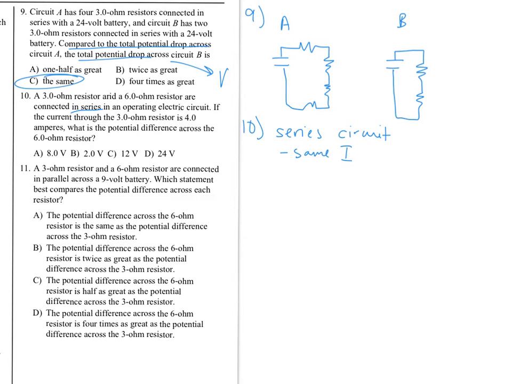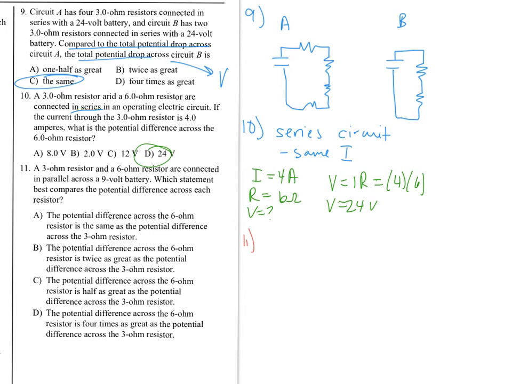So the I that goes through the 6 ohm resistor will still be 4 amps, and the resistance we're worried about is 6 ohms. We're looking for V. V equals IR equals 4 times 6, and we get 24 volts. Alright, choice D. Number 11.